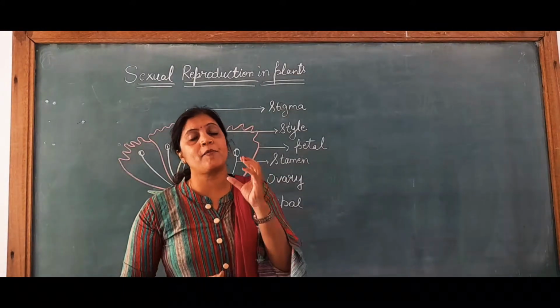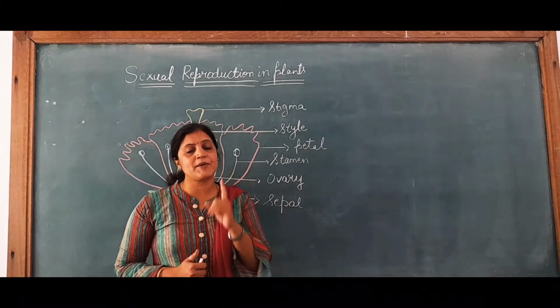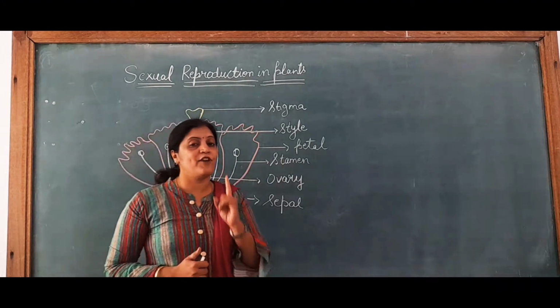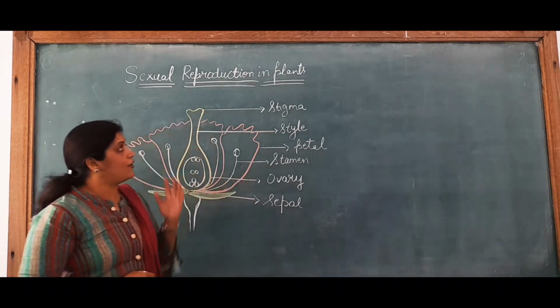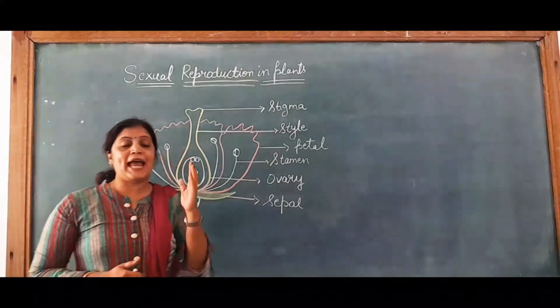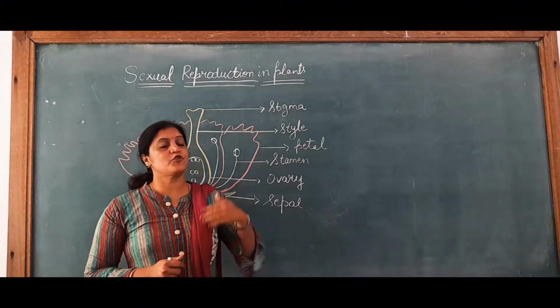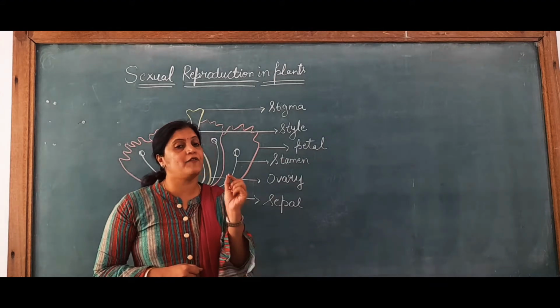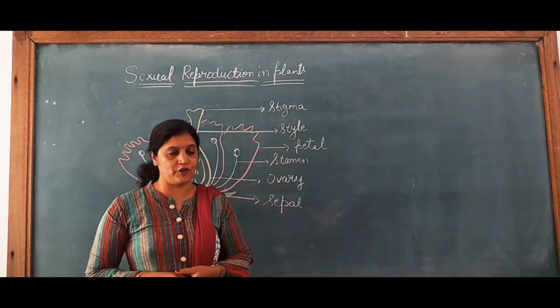Now, the first thing is, what is the sexual reproductive part in a plant? The answer is that the flower is the reproductive part of plants. In a flower, both male and female reproductive parts are present, which helps to give new offspring. And how does it give new offspring? In the form of seed. When we grow a seed, it develops as a new individual.